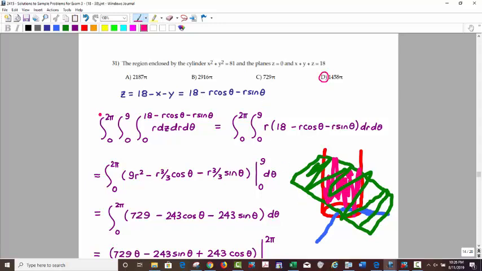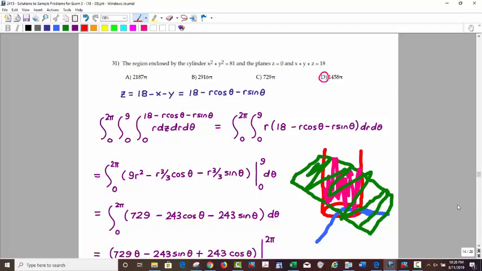So we're going to go from 0 to 18 minus r cos theta minus r sine theta. And we're just integrating r dz dr d theta. And the cylinder will go from r equals 0 to 9, theta 0 to 2 pi. So that's not too bad. I've seen easier ones. Like I said, the 18 minus r squared would have been easier. Just have to be careful with the cosine and the sine here.